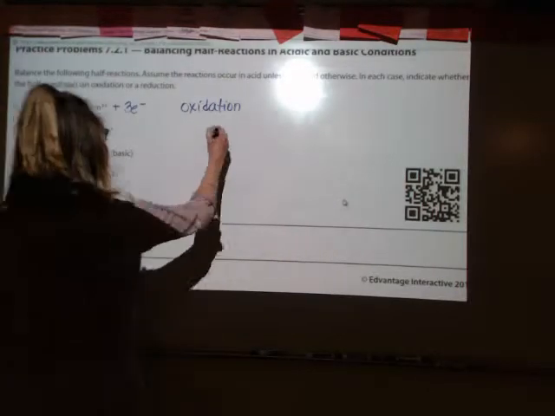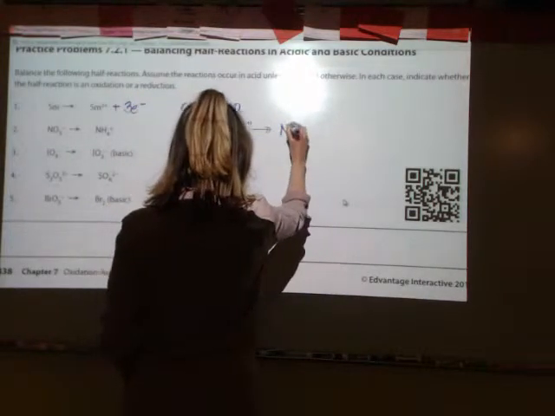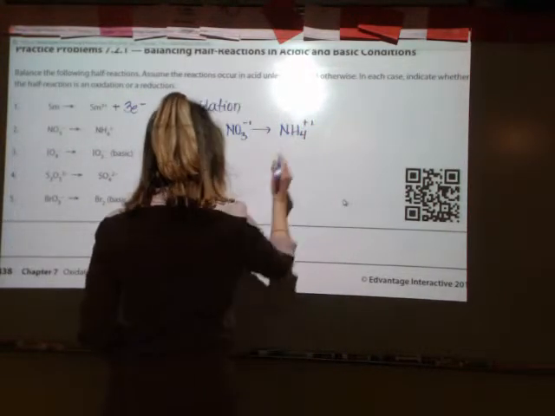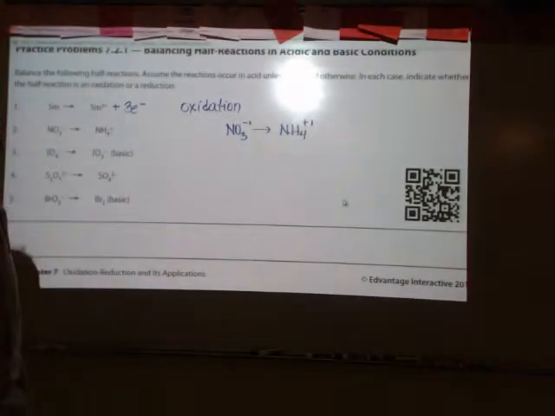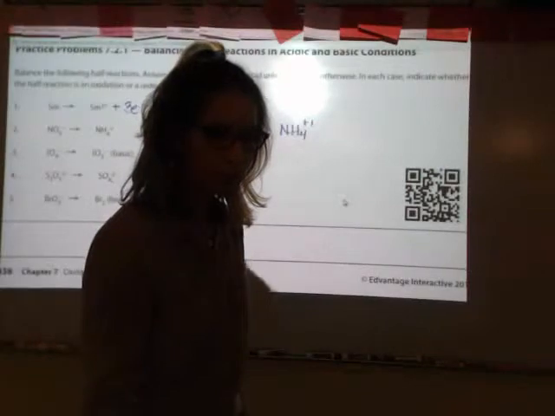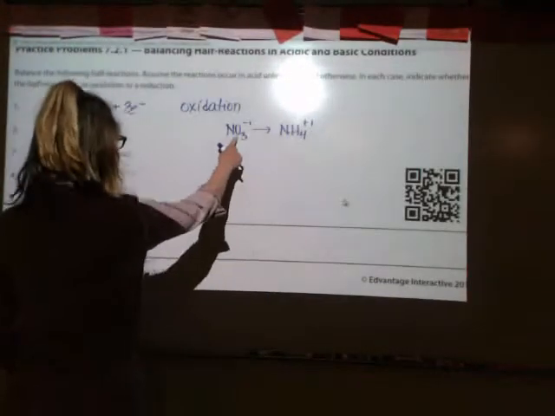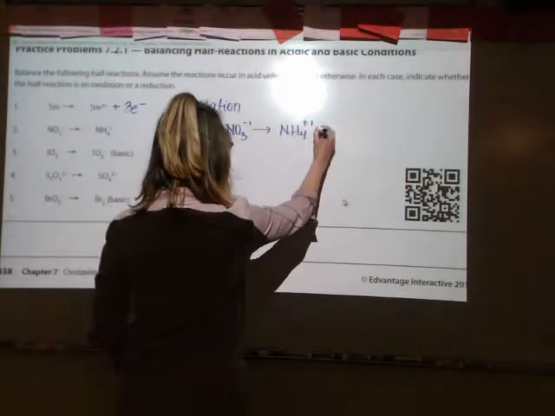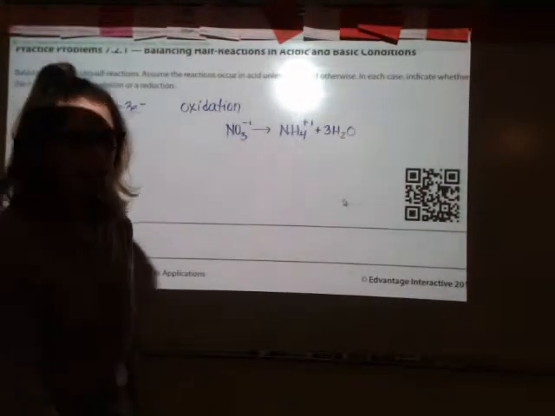Okay, let's look at number 2. I'm going to write number 2 over here, and I'm going to give myself some room. Step number 1, balance atoms other than hydrogen and oxygen. Are my nitrogens balanced? Yes, so I can go to step 2. Balance oxygen atoms by adding water. I have 3 oxygen atoms here, so you would have to add 3 water molecules to the right side to balance your oxygen.